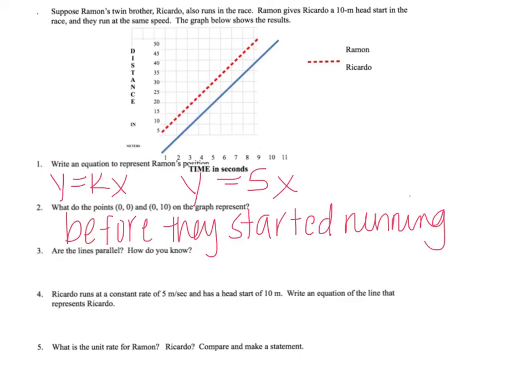Number 3, are the lines parallel? We would say yes, they are parallel, because we can look at them and see that they are never going to intersect. But they said that they ran at the same speed up here. So if they're running at the same speed, they're going to increase their meters at the same rate. So yes, they are.